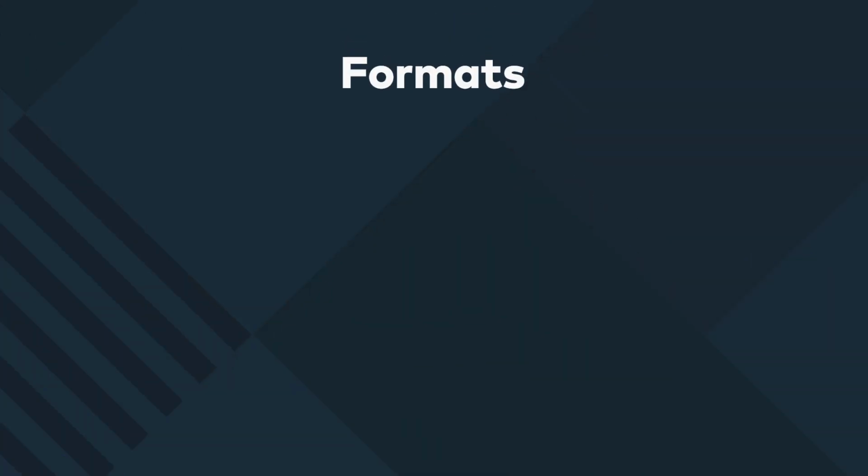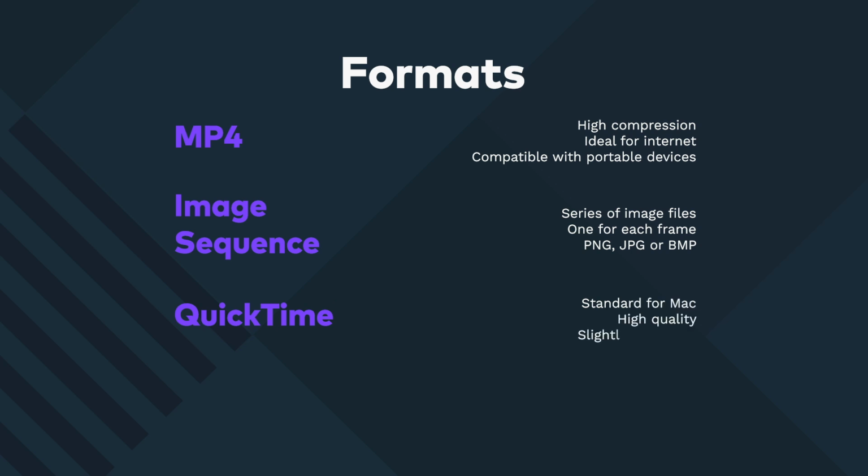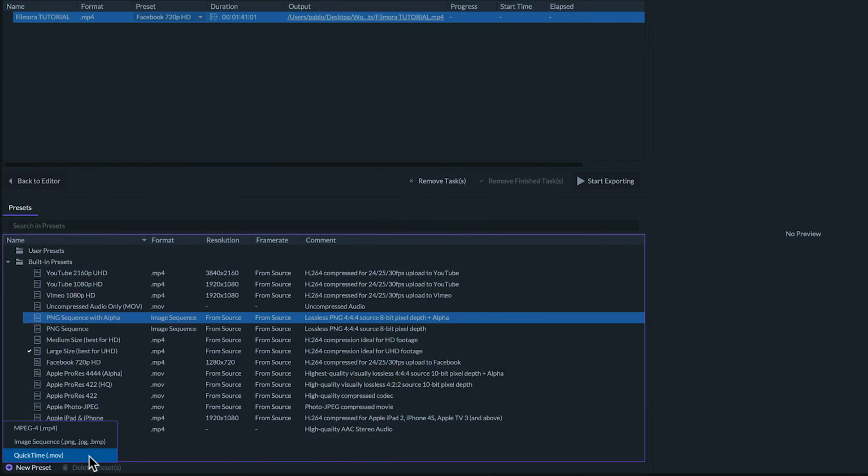We can select between four formats. MPEG-4 or MP4 is a compressed file format with a smaller size, ideal for internet and social media and compatible with most portable devices. Image sequence will create a series of image files, one for each frame of the video. QuickTime is the standard video format for Mac, and it will produce a higher quality result, usually with a slightly bigger file size. AVI will only be available on Windows PCs and is a bigger sized and uncompressed format with greater quality. In this case, I'll select a QuickTime format.